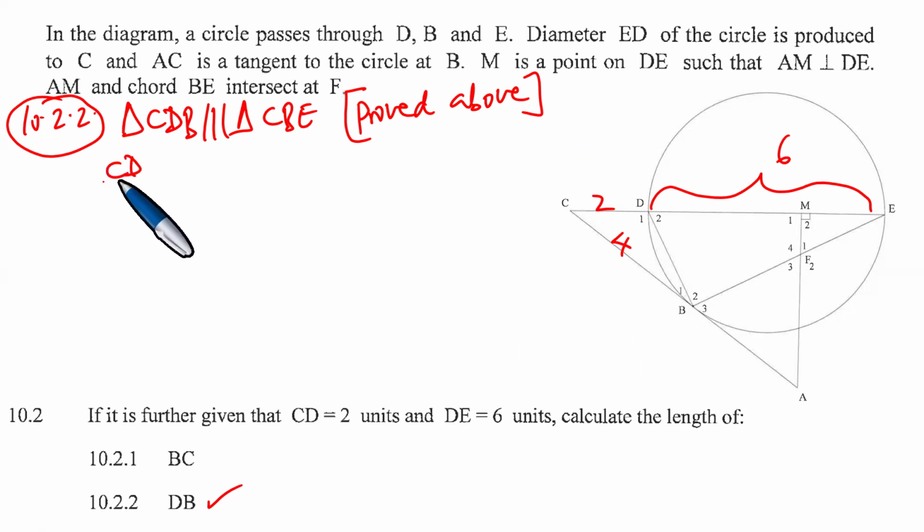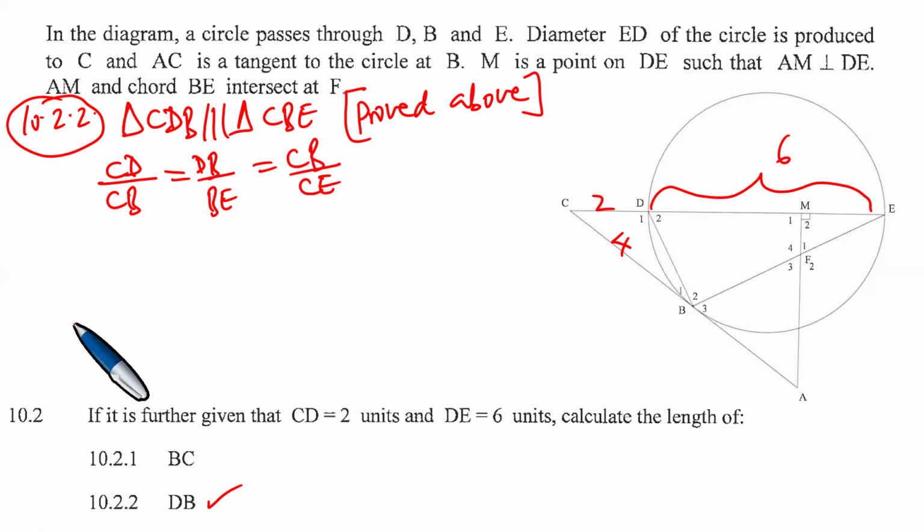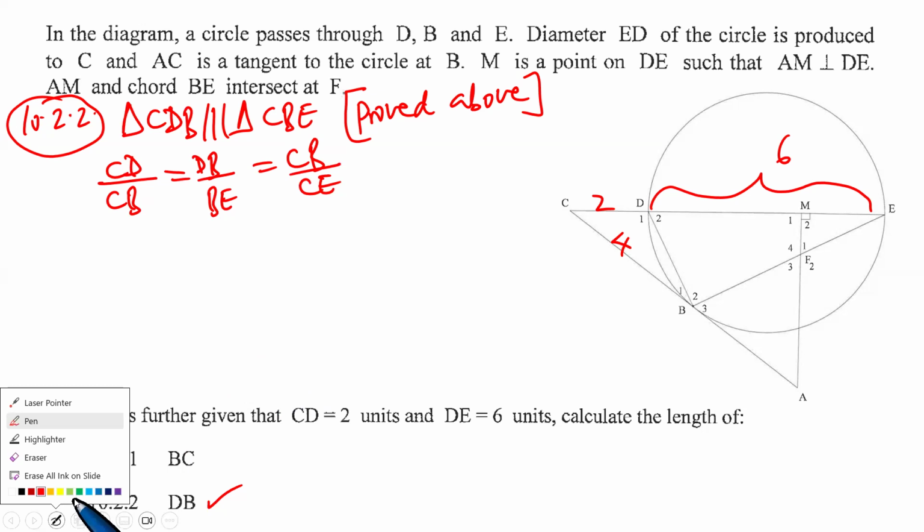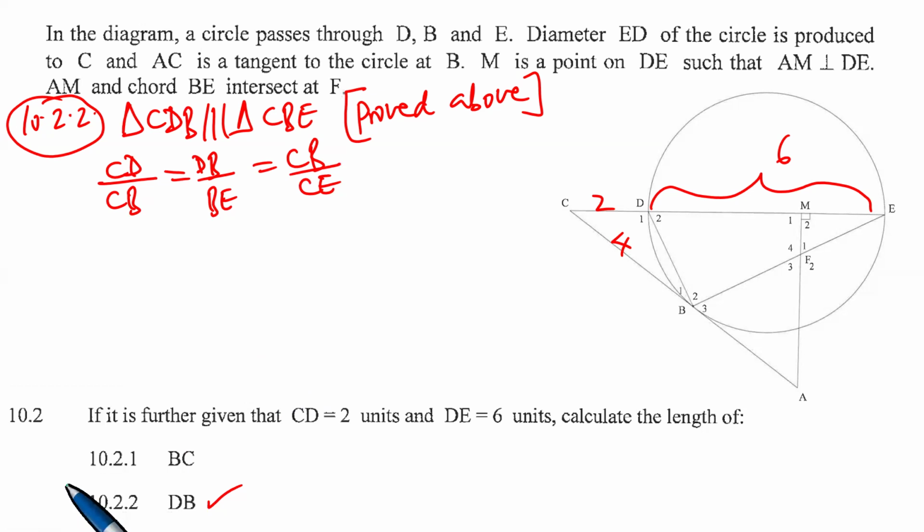So that CD over CB, you take the first two, then you take DB, the last two, over BE, the last two, and then you take the first and the last, CB over CE, like this. Right. So we have DB over BE.